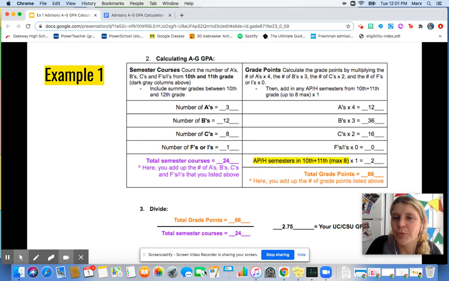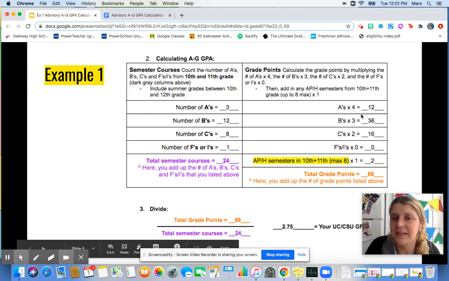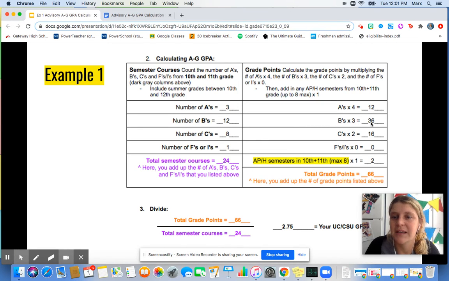And then here's our multiplication section. So the 3 A's times 4 is 12 grade points. The 12 B's times 3 is 36 grade points. The 8 C's times 2 is 16 grade points. And then any F's or incompletes is times 0. So they had 1 incomplete and they get 0 points for that. So that's something to note here.